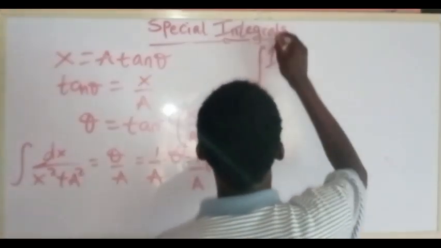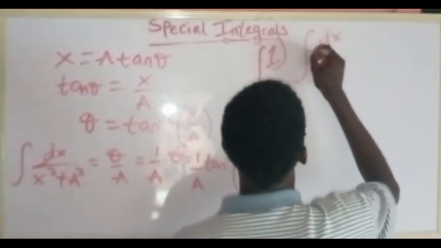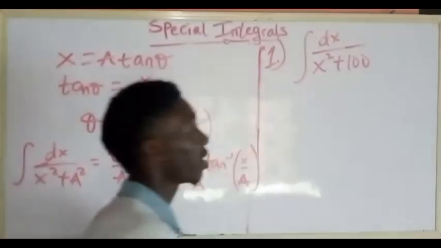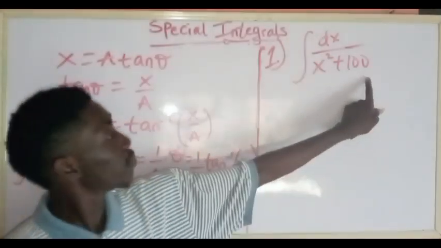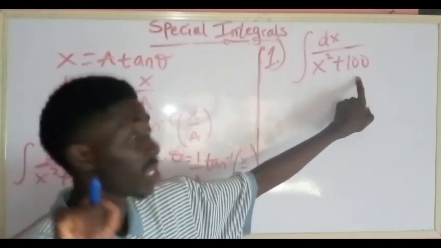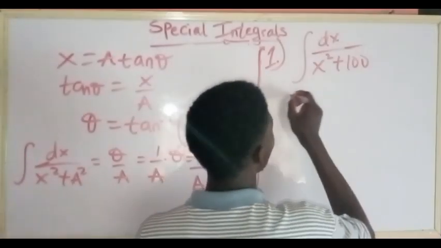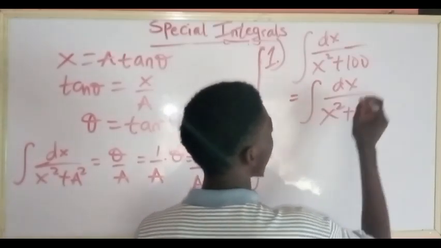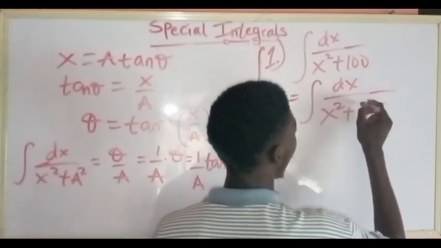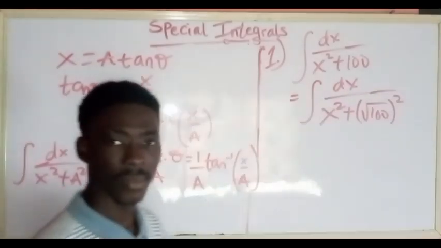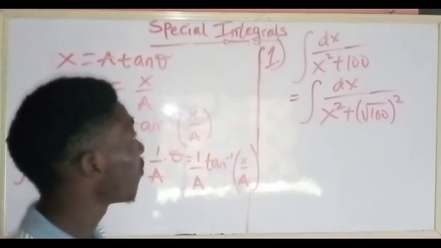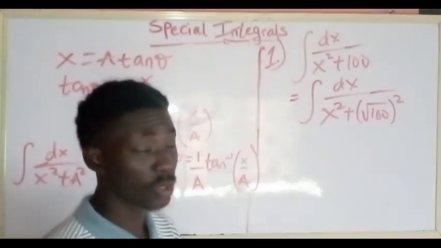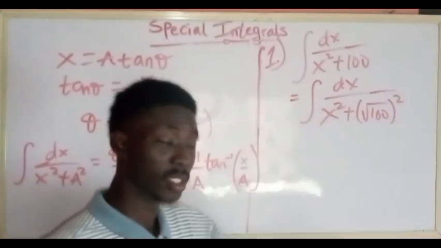So number 1, integral of dx over x squared plus 100. Anytime you have a question like this, you make sure this is a squared. And how do you get to that? You can rearrange this as dx over x squared plus square root of 100 squared. That is the best way to do it. Anytime you have something like this, a non-ordinary number, you turn it into a square. And how you turn it into a square, you find the square root and you square it.